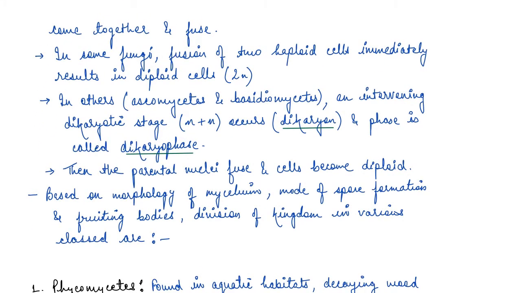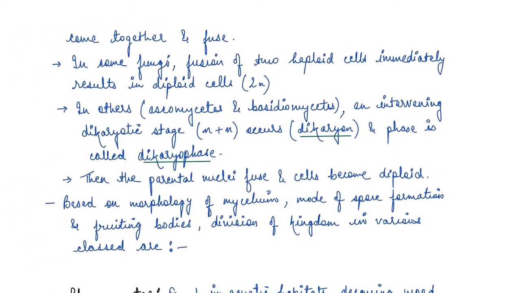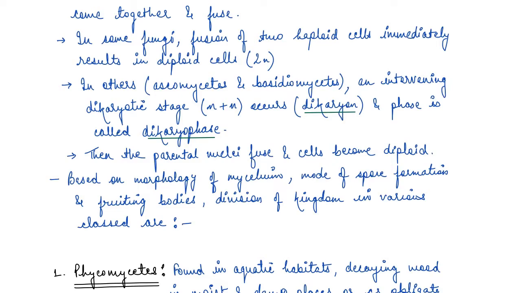the different kinds of diploid cells that they form. In some fungi, the fusion of two haploid cells immediately results in diploid cells. But in many others, there is an intervening stage between the haploid and diploid cells, known as the dikaryophase, where, instead of diploid cells at 2n, you form another stage in between where it is n plus n. And then the parental nuclei fuse and cells become diploid.